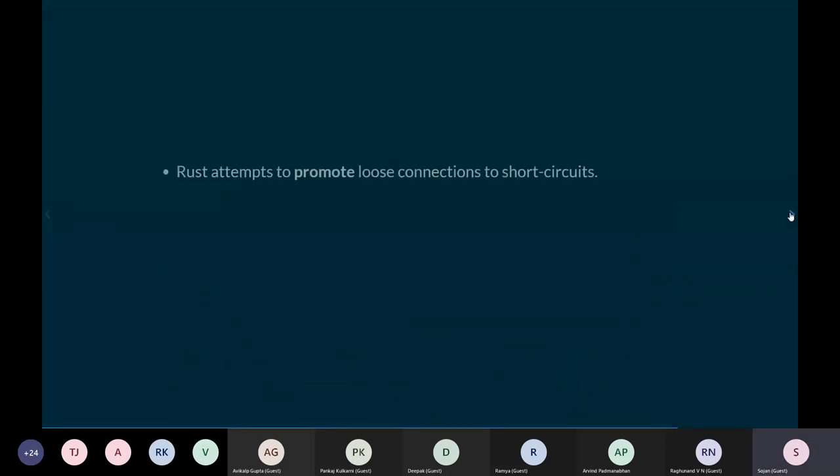Okay, so the concept is this: Rust attempts to promote those loose connections to short circuits. Why? Short circuits are easy to find and easy to debug. You better fail hard when you're developing, so that you can fix it right away. Check as much as possible at compile time. If your Rust compiler compiles the code, you're pretty sure that this is safe code. It's going to work as written. It may not work as intended because of logic errors, but it is not going to give you a seg fault.